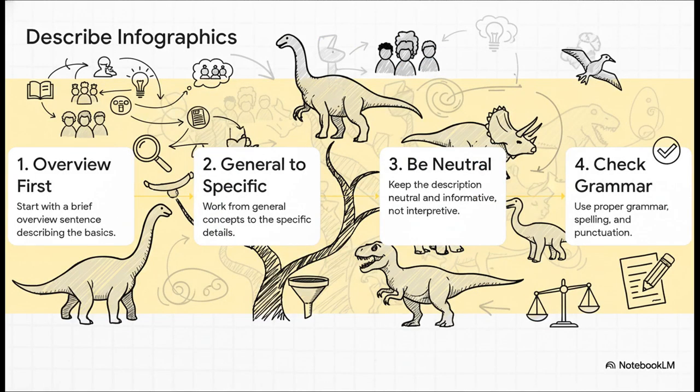You just start with a simple one-sentence summary, something like "an infographic showing the evolution of dinosaurs." Then you work your way from the big, general concepts down to the specific details. Describe the timeline first, then the major branches of the tree, and then you can fill in the smaller details. The goal here is just clarity, not writing beautiful poetry.